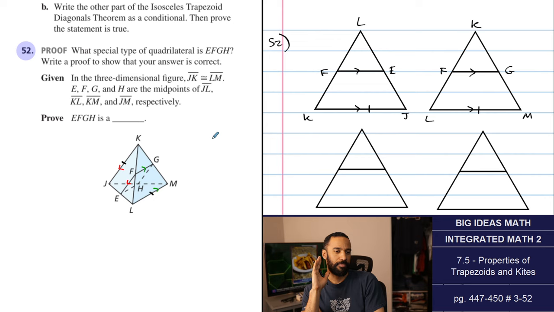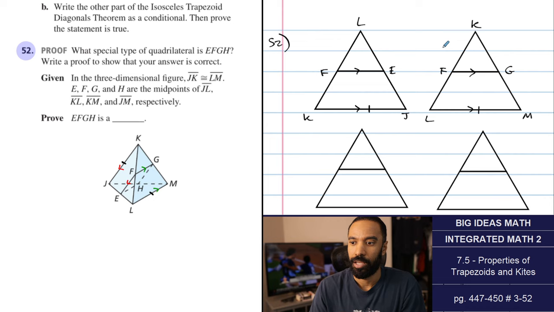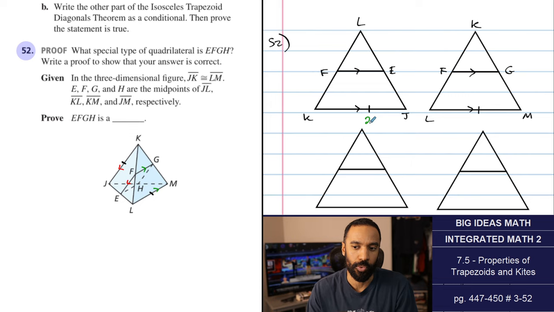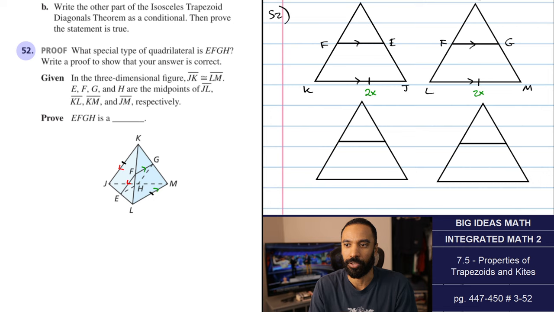So if something's half the length of something else and those two are congruent, that means those two are the same length. If those two are the same length, F and G, this might be a kite. Oh, and that's half the length of this. Oh, okay. Hold on a second, Ben. Here, check this out. If these were 2x's, just for the sake of argument, you know what? Let's just keep going.